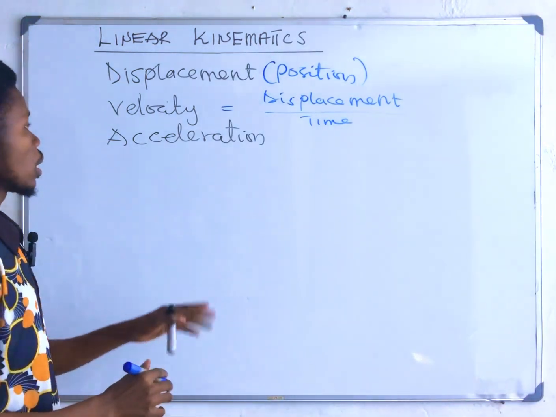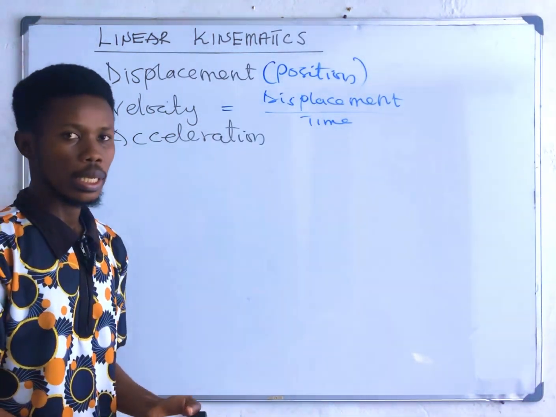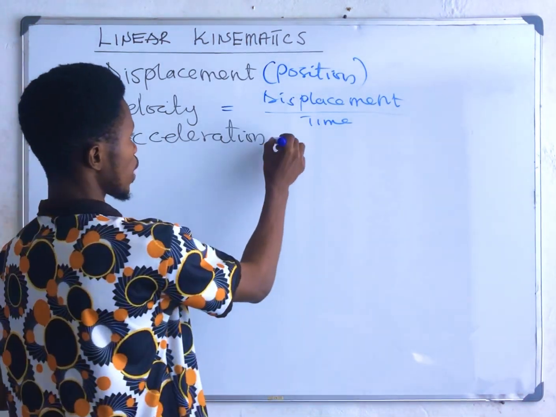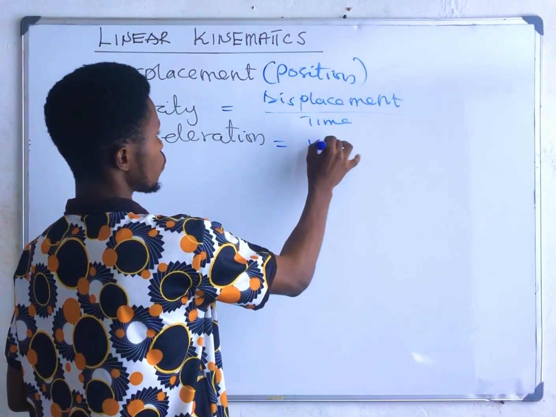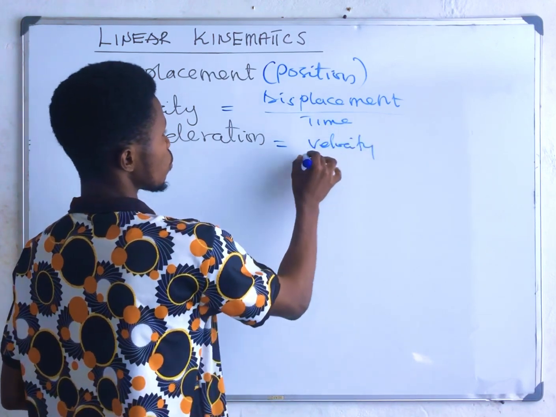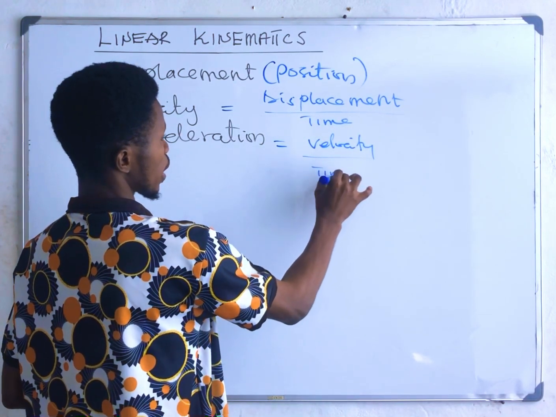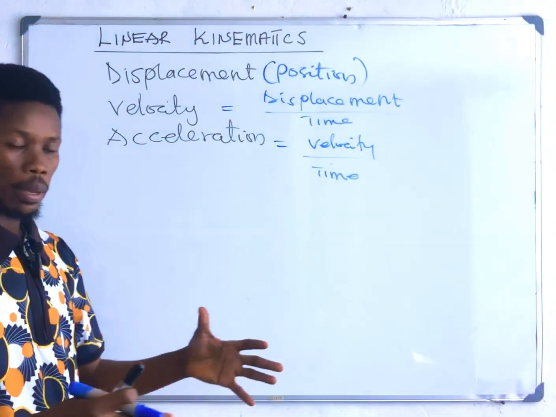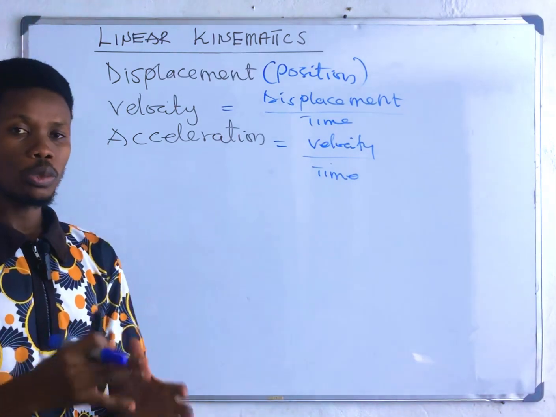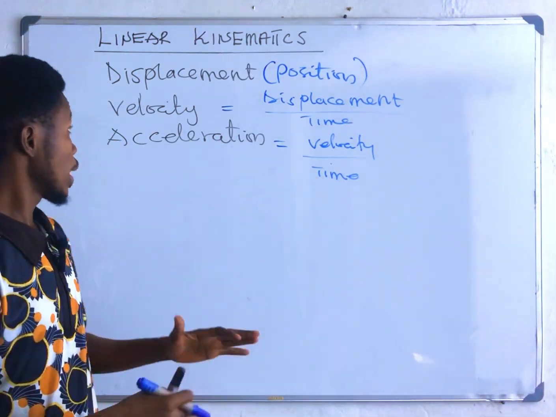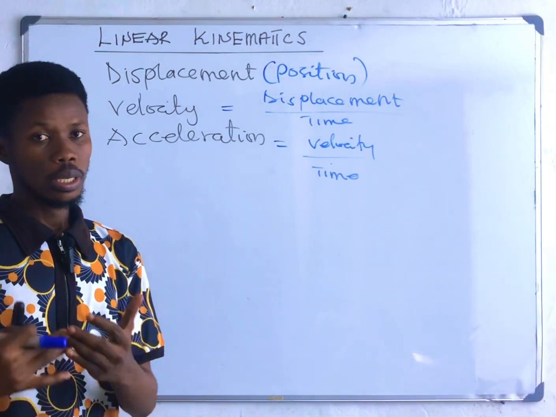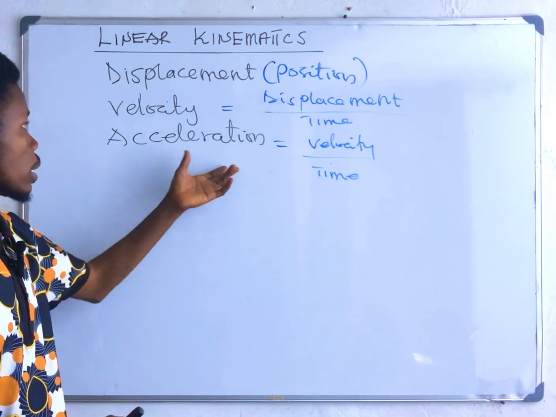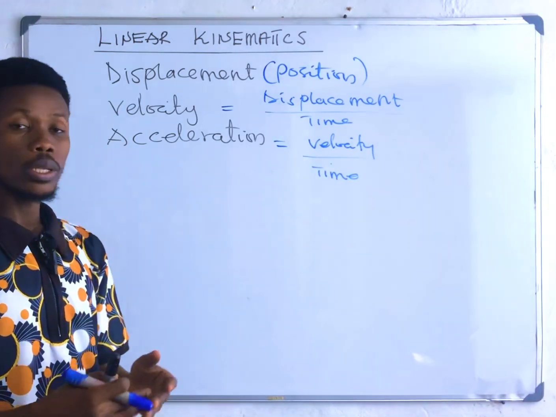Is that okay? And also, acceleration is the velocity with respect to time. So for acceleration, we have what? Velocity with respect to what? Time. Time taken. So these are the definitions. The displacement is the distance covered with what? A specific direction. And the velocity is the displacement with respect to time taken. Then the acceleration is the velocity with respect to time taken.